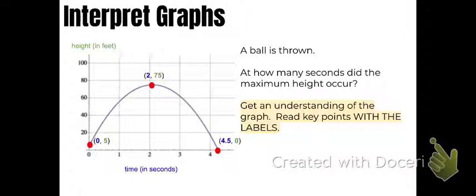Now it's important when you read the points that you read them with the labels. The x-coordinate is time in seconds, that's what we're showing in blue. The y-coordinate is the height in feet. So that first point is saying at 0 seconds, the height is 5 feet. So when you're first starting at second 0, you're 5 feet off the ground. At 2 seconds, the height is 75 feet. And then at 4.5 seconds, the height is back down to 0, back on the ground.